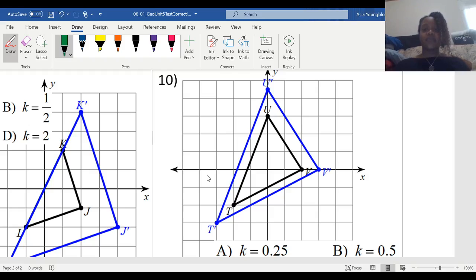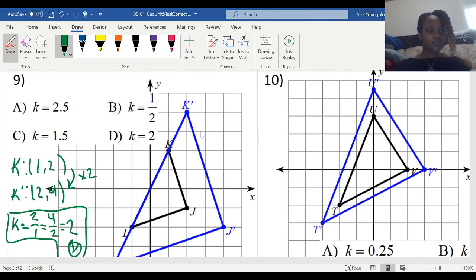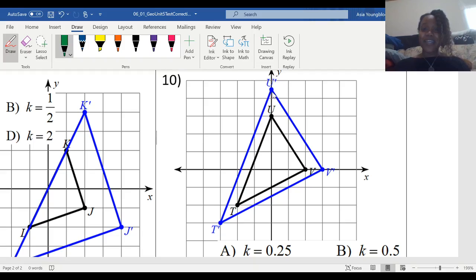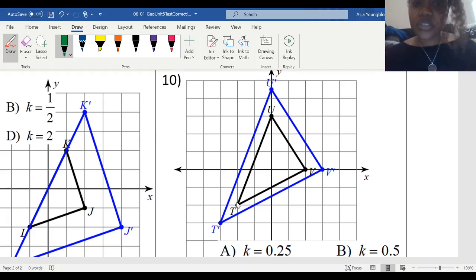Number 10, we're doing the same thing. Pick a pair of points to analyze. I'm going to pick my T points down here. I originally looked at my U points, U and U prime, but I noticed U prime is not on a grid line, so this would be a decimal. You can work with the decimal, but if we're given some grid lines to work with, you might as well work with those hard numbers. So our focus point is T.